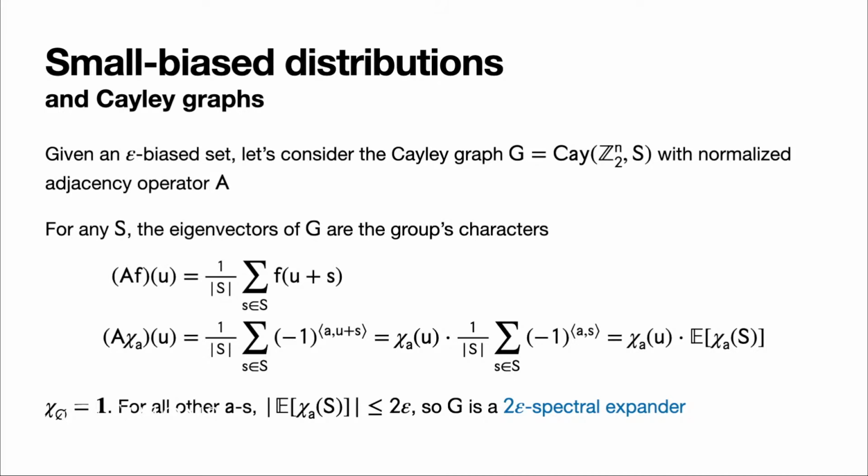So we should expect some trivial eigenvector and eigenvalue because it's a graph. So here we have chi of the empty set. And for any other a, the epsilon bias guarantee tells us that it's at most 2 epsilon. Right? Okay, so we got for free a 2 epsilon spectral expander. Okay. Questions?